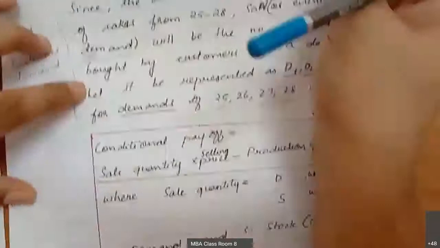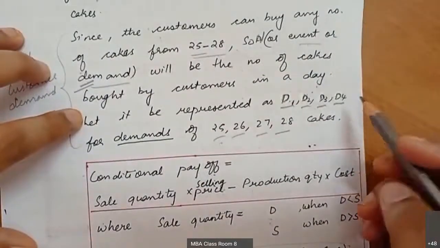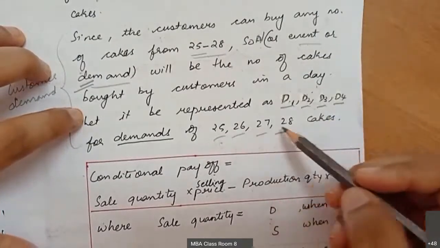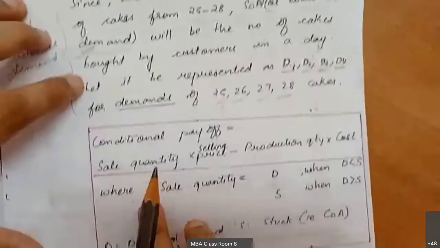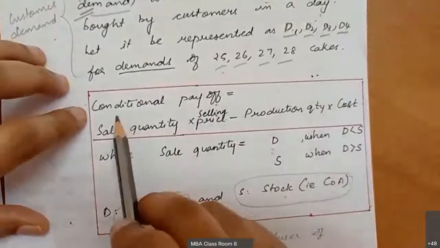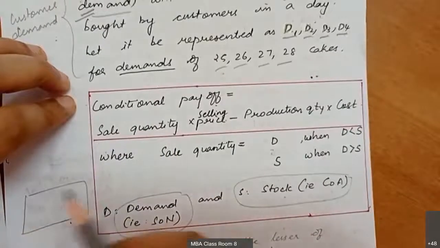If you solve two or three problems like this, you will be able to judge it better. In all these cases, SON and COA will be the same. Now we have to see a formula. We have to make the conditional matrix. This is our payoff matrix.